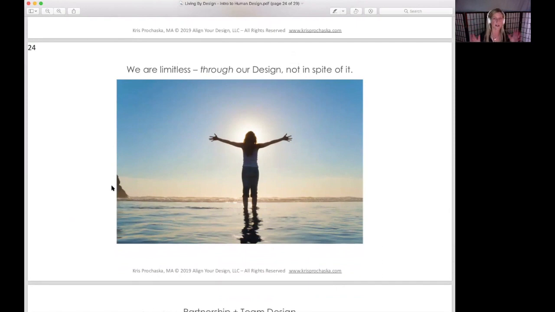But here's what I really want you to get. If you have an experience with someone or you're reading about your design and you're like, oh, this sucks, I don't want to be this, or somebody tells you something about your design and you feel limited by that, you feel stuck because of that, you feel like you don't have any freedom in that, then I highly encourage you and I invite you to find another resource.